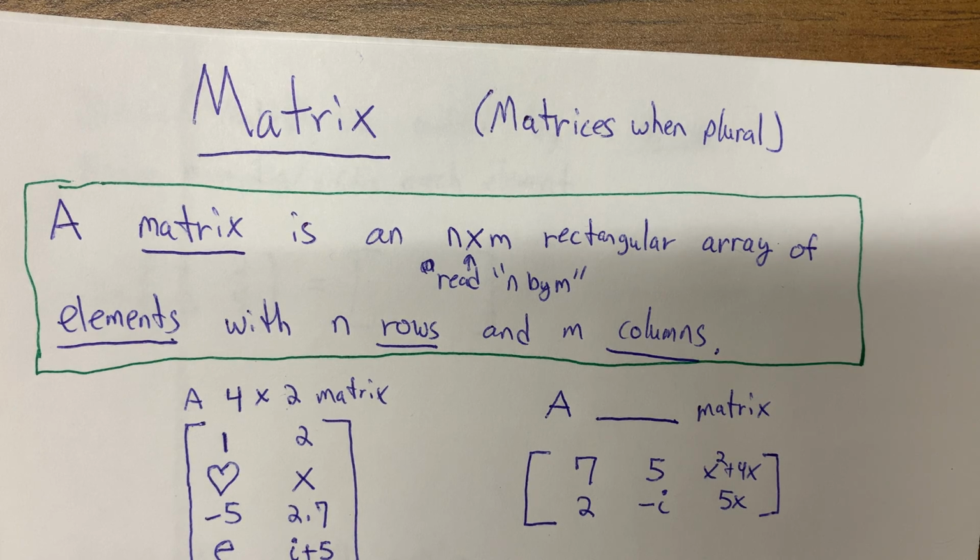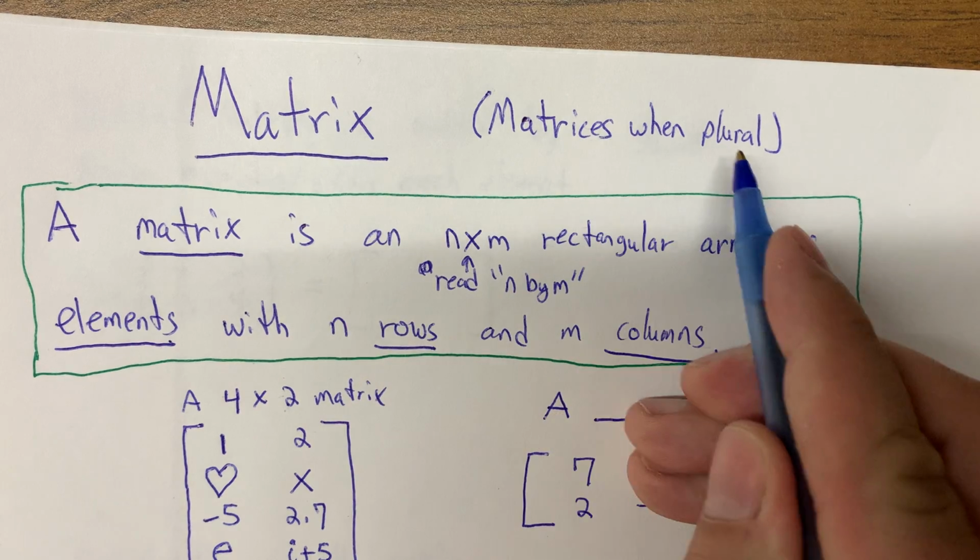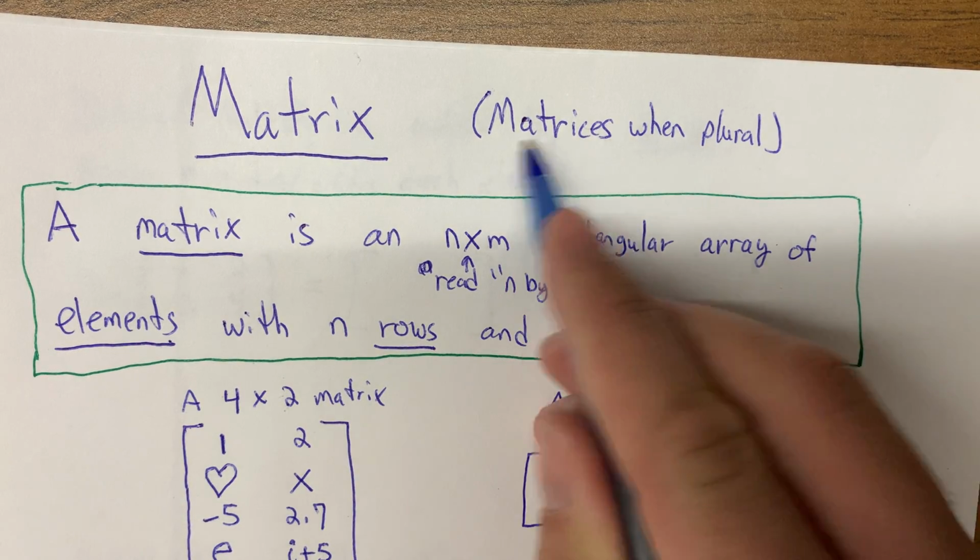It turns out that you can turn systems of equations into matrices. And then once you do that, they become really easy to solve if you have a calculator or a computer. So we'll use that next class, but today we're just going to be learning about what a matrix is. When you have more than one matrix, when it's plural, we call it matrices.